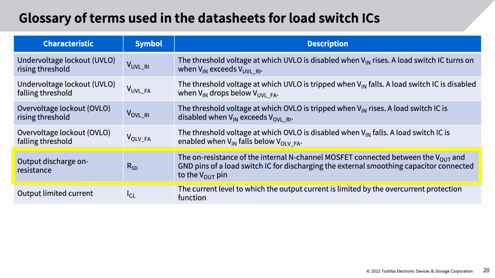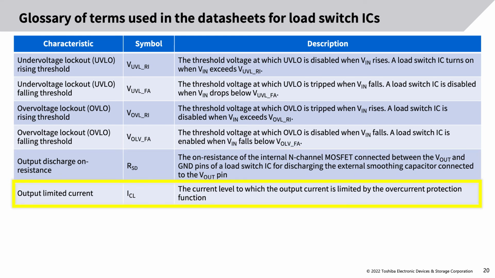Output discharge on resistance is the on resistance of the internal N-channel MOSFET connected between the Vout and ground pins of a load switch IC for discharging the external smoothing capacitor connected to the Vout pin. It is represented by RSD. Output limited current is the current level to which the output current is limited by the overcurrent protection function. It is represented by ICL.